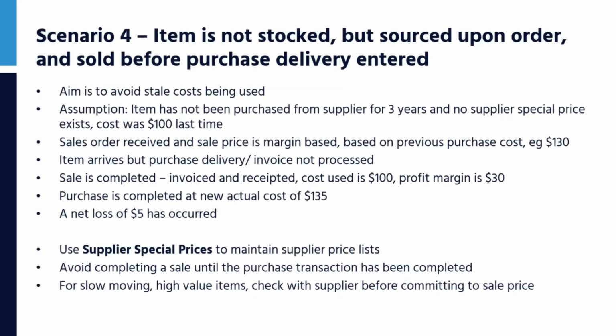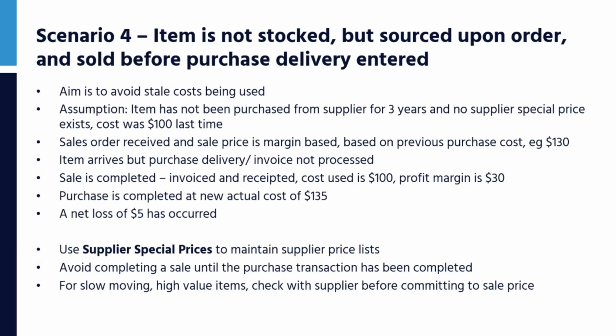The next scenario we'll look at is another common one where an item is not stocked, but you source it upon the order. So it is something that you can get from your suppliers, but it's a slow-moving item. Sometimes they're quite large cost, so you don't want to tie up your working capital with an item that you might not sell that frequently, but you have customers that occasionally want to buy this.